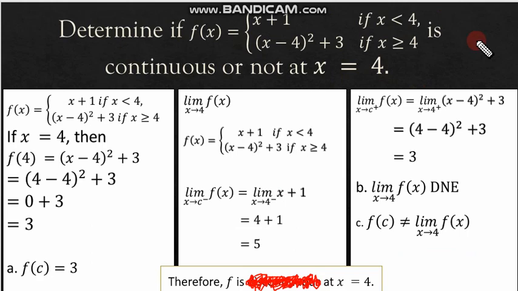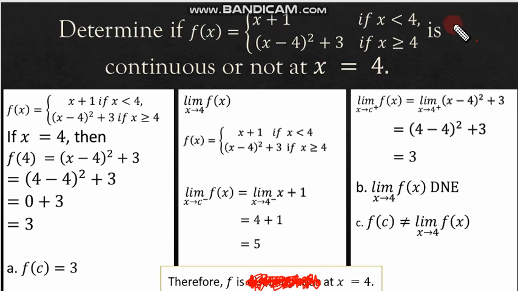Another example, determine if the function is continuous or not at x is equal to 4. Our function is a piecewise function, which is x plus 1 if x is less than 4, and the quantity (x minus 4) squared plus 3 if x is greater than or equal to 4.